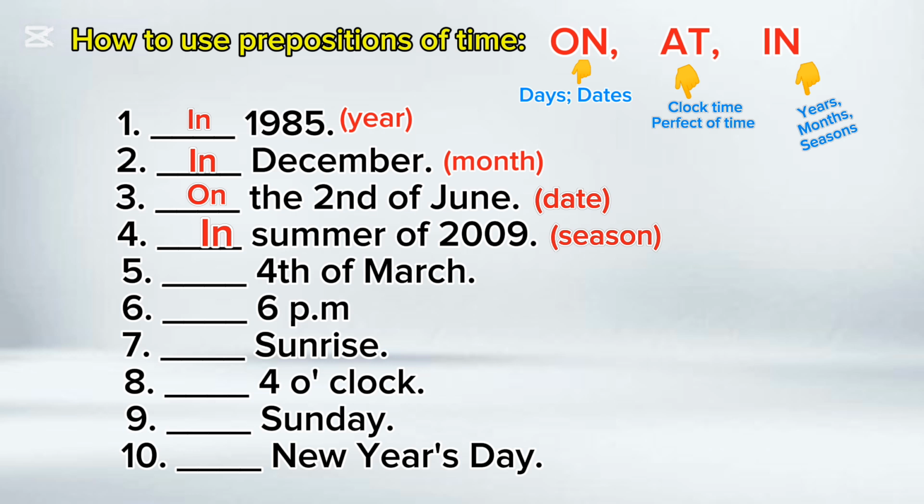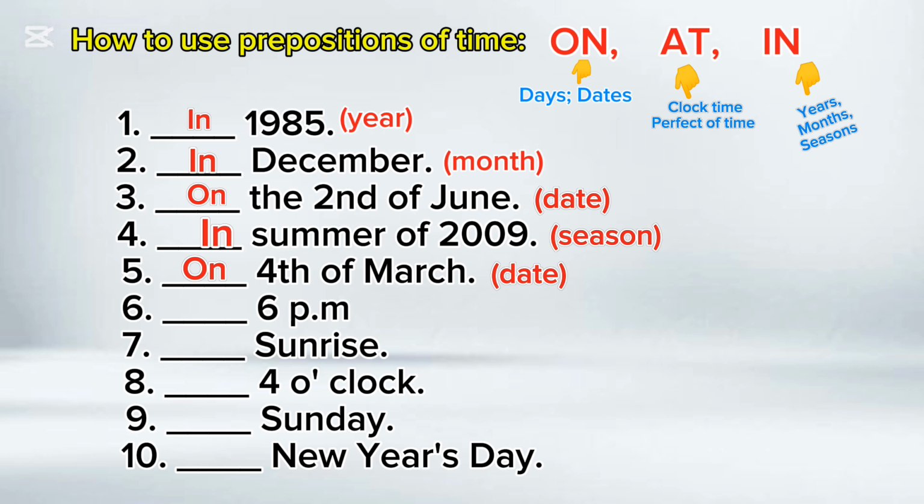Number 5, blank the 4th of March. This one is the same as number 3. It talks about the date, not the month. So the correct preposition is on the 4th of March.